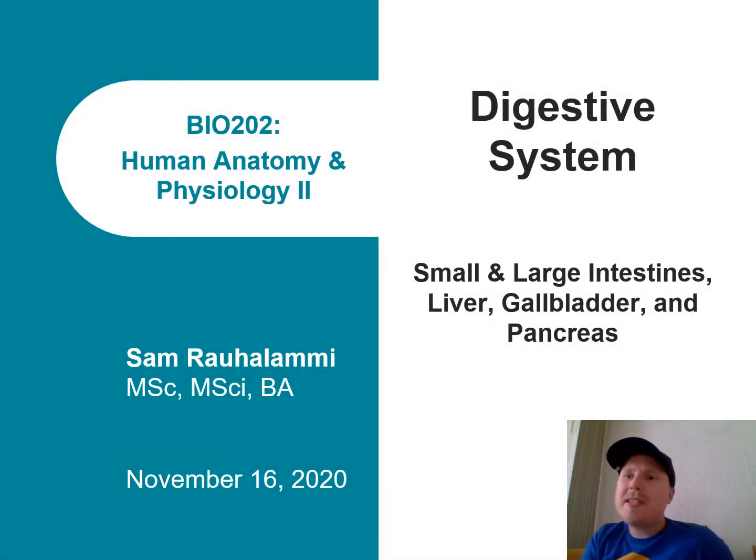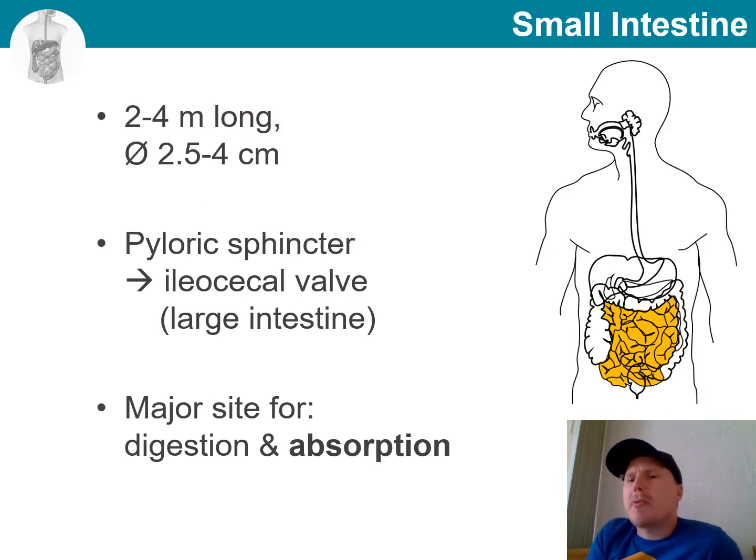Hello. In this video, we will pick up from where we left off last time. We will talk about the structures after the stomach, starting with the small and large intestine. Then we will briefly review three important accessory organs: liver, gallbladder, and pancreas. So we will start with the small intestines.